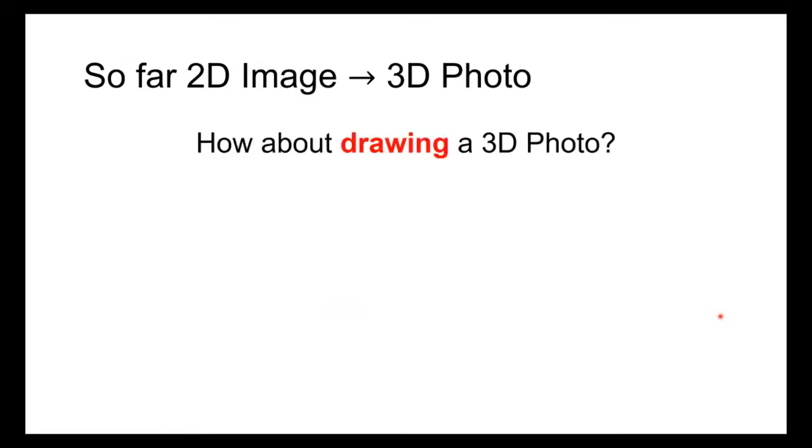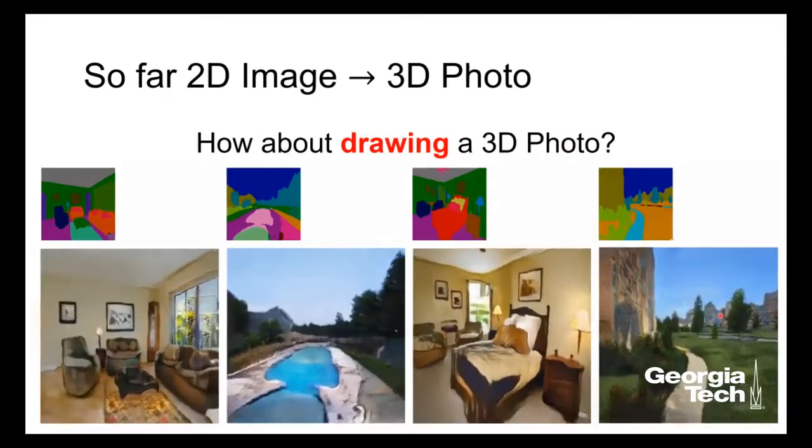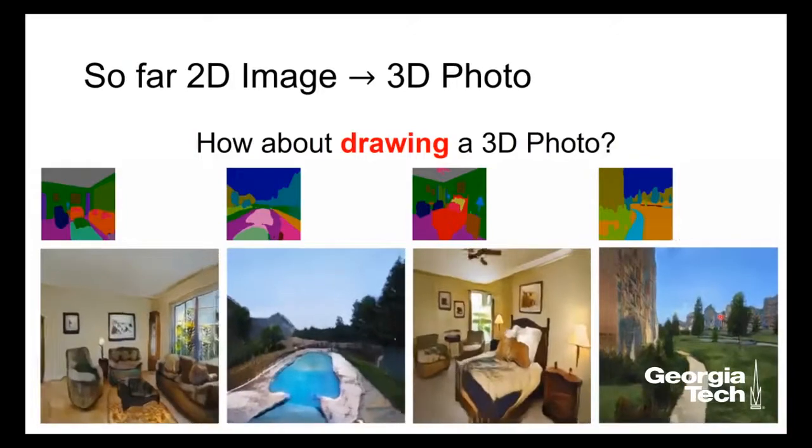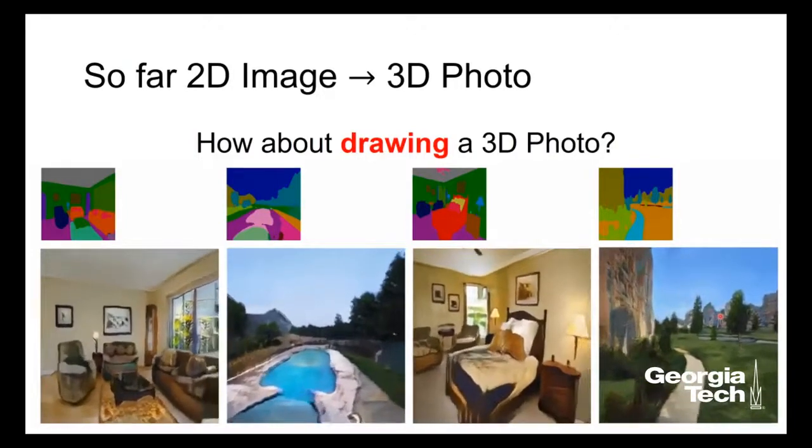far we have only talked about 2D images to 3D photos. And this year we also have a fun project that asks the question: can we draw a 3D photo? Just imagine a 3D photo out of thin air. What we can do is ask the user to draw a semantic label map, and you can create 3D photos out of that semantic label map. This leverages the structure of semantics and its relationship with the geometry.